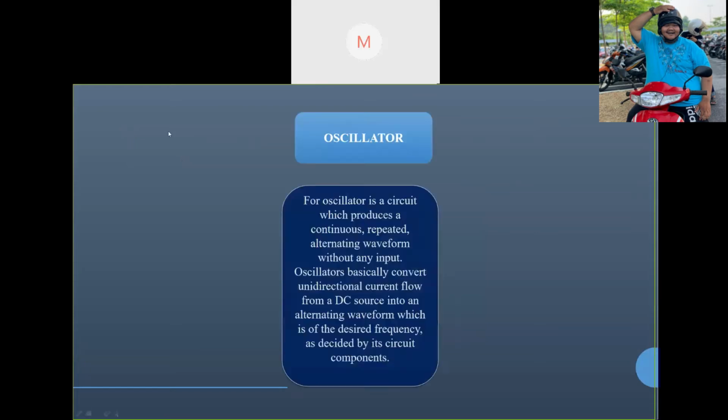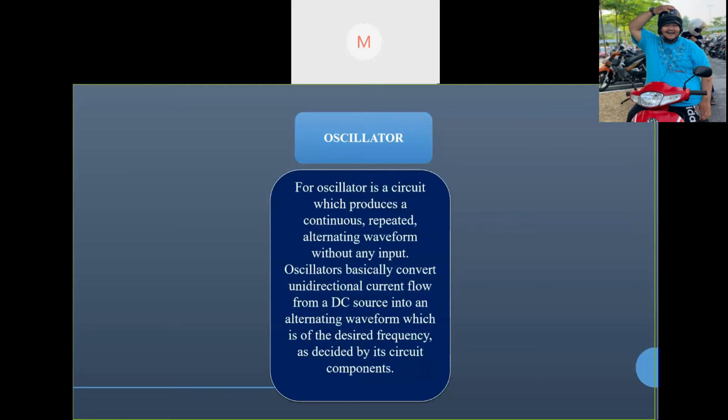Assalamualaikum warahmatullahi wabarakatuh. My name is Muhammad Fahmi bin Ramli and I will present about the oscillator 1. An oscillator is a circuit which produces a continuous repeated alternating waveform without any input. Oscillator basically converts unidirectional current flow from a DC source into an alternating waveform, which is of the desired frequency as decided by its circuit component.